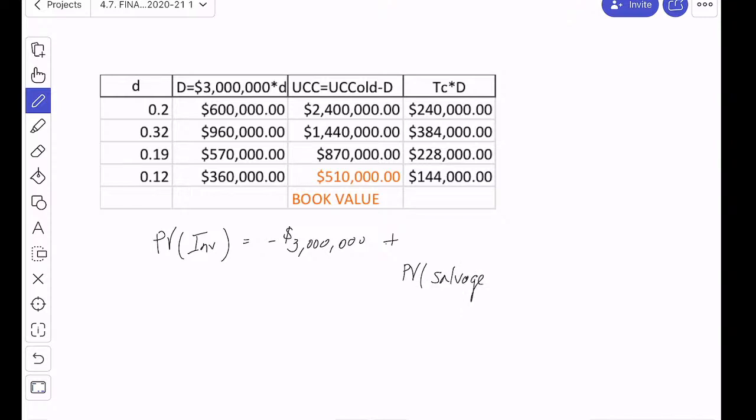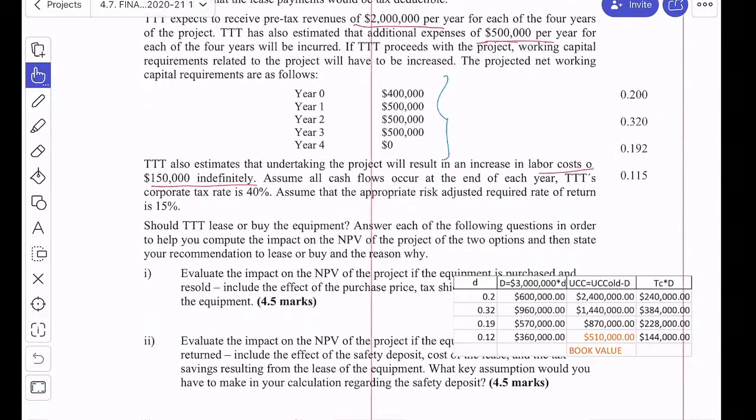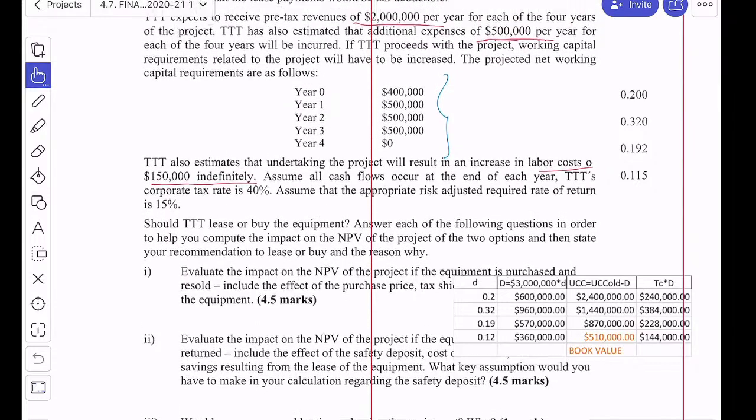That formula, plus TC times book value minus salvage. Because if the book value is more and salvage is insufficient, you get tax savings, so this is a positive. So that's going to be totaling the present value. All of that happens in the fourth year. So in the fourth year, what is the discount rate? Sorry, I have to go back. Discount rate is 15%.